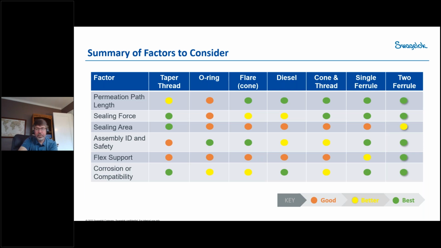So when we get to the two ferrule design, again, it has no permeation, has very, very high sealing force. The sealing area, again, is second only to the tapered thread design that we talked about at the beginning. It's gaugeable, very good flex support and vibration, and no real stagnant area similar to the single ferrule.